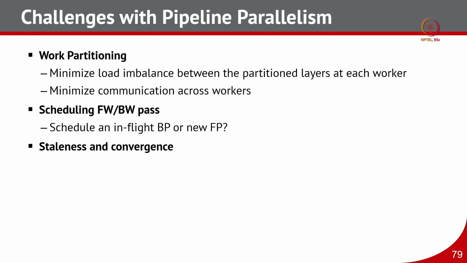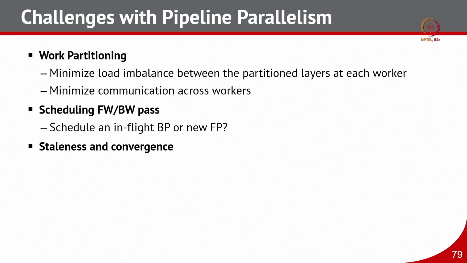Overall, there are challenges with pipeline parallelism. First is work partitioning. We need to minimize the load imbalance between the partitioned layers at each worker. We cannot say that one particular worker has 80% of the model, because then the execution time of that partition will be too high and we cannot do pipeline parallelism. Another implication of work partitioning is to minimize communication across workers. If one particular partition has most of the parameters or most of the computation, then it will have more communication with the next partition.